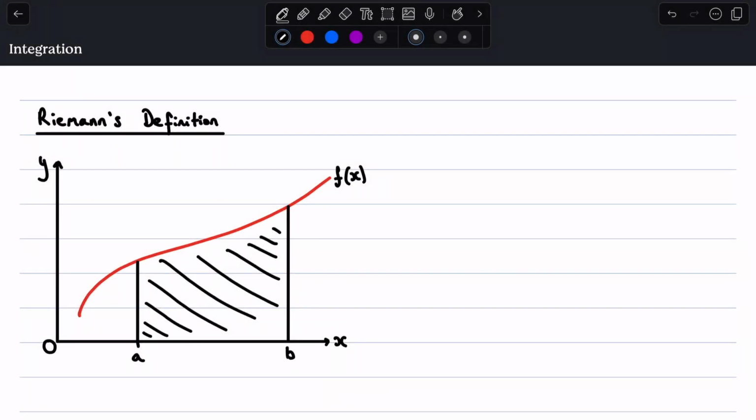The idea of integration arose from intuitive ideas about area and volumes in geometry, and we'll see how integration gets to those stages later on. But for now, if we just look at Riemann's definition or Riemann's sum, we can think about what is the area A, so this whole area represented by A, under a curve f of x between the ordinate values x equals a and x equals b.